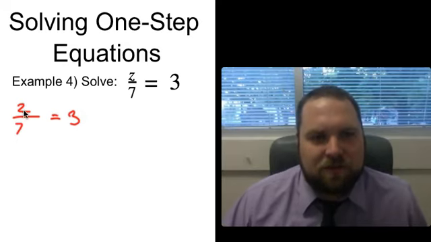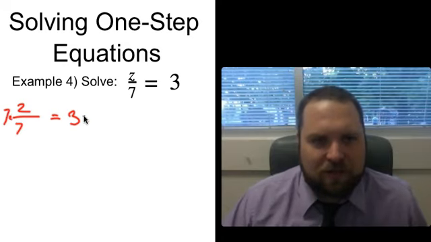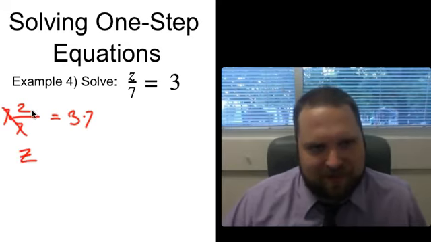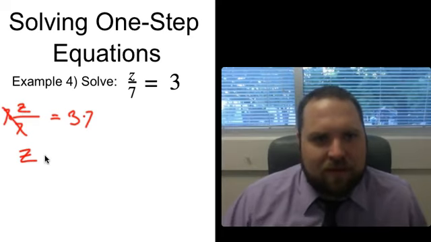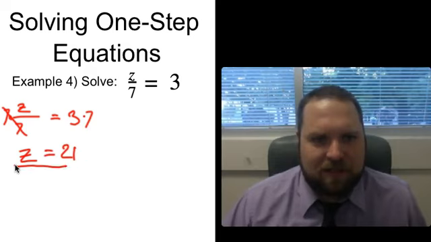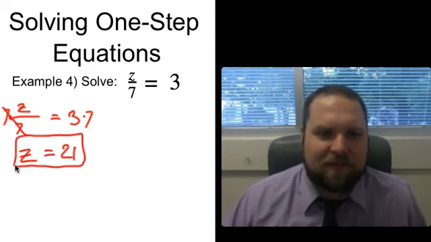And so in order to undo division, I need the inverse operation, which is multiplication. So I multiply both sides by 7. Multiplying and dividing cancel each other out. So now I have isolated the variable. I'll put that there to make it more clear. It's a z. And over here, 3 times 7 is 21. And I've now solved my equation.